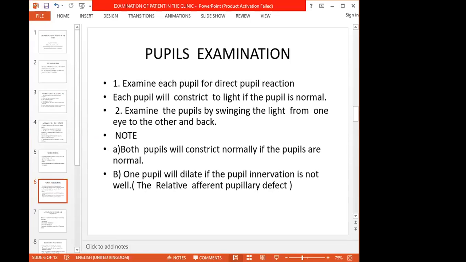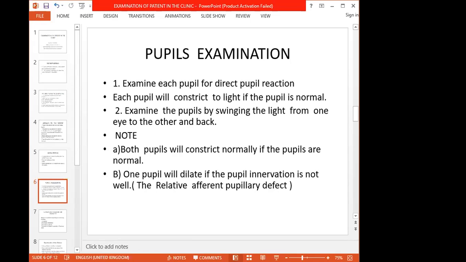Okay. It's the same slide, isn't it? Question. Yeah, what's the question? And what happens in the case of RAPD, not AAPD? Relative afferent pupillary defect, RAPD. Good morning, Doc. Good morning. Yes, I mean in the case of absolute afferent pupillary defect.